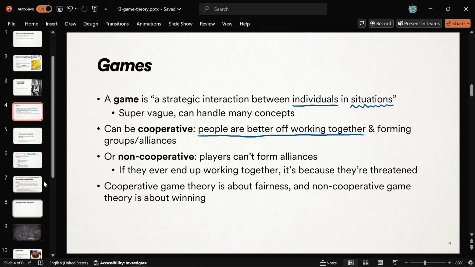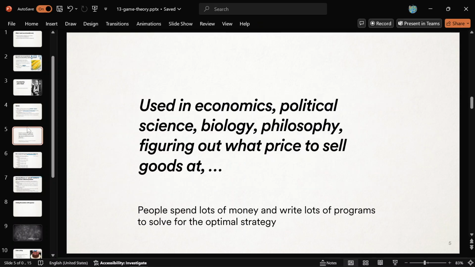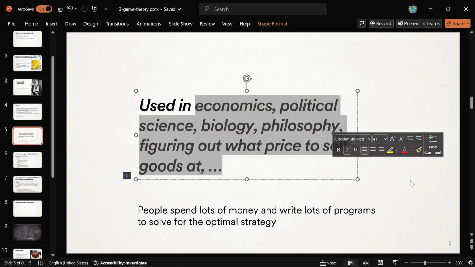So, all right. It's used in so many different places, and there's a lot of computational power behind solving for these equilibriums. So this is kind of why I want to teach it to you. It's used in a bunch of different things, which are maybe some things that you want to study later.